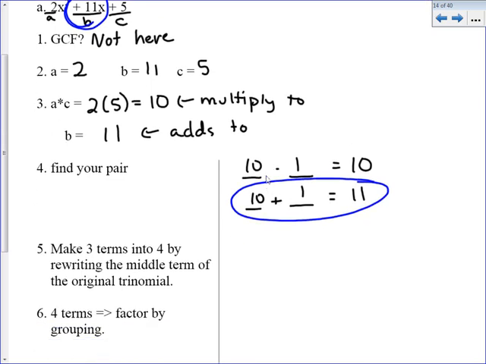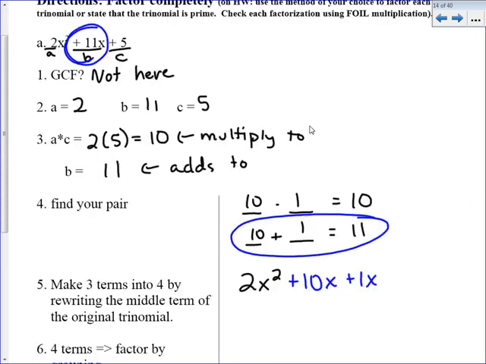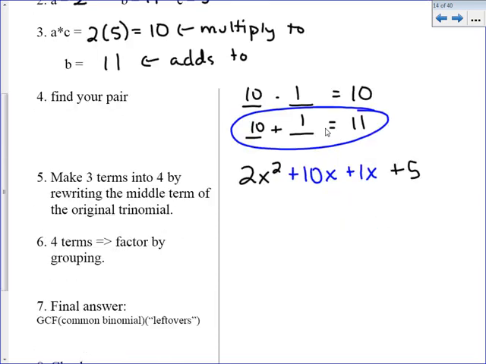So we're not doing anything to the first term. We still have 2x squared. When you switch the middle term, make sure it's not just 10 and 1. It's 10x and 1x. Because if you put 10 and 1, you've changed it. It's 11. I don't want 11. I want 11x. So they have to have the x on them. And then the last term, we're not doing anything with that either. We're doing all this work to find this pair simply to switch out the middle term. Because now I have 4 terms. I can go back to what we did on Friday. I can factor it by grouping.